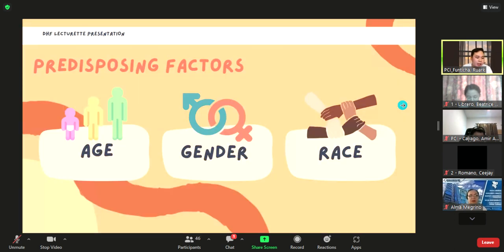So next is, what are the factors that contribute to dengue? We have 3: the age, gender, and race. For the age, children are among the most prone to dengue as they play outdoors and are not aware of the complexity of mosquito bites. This is also why the CDC recommends dengue vaccination to children aged 9 to 16 years old to prevent hospitalization or severe dengue effects. However, these days, it is common in all age groups.